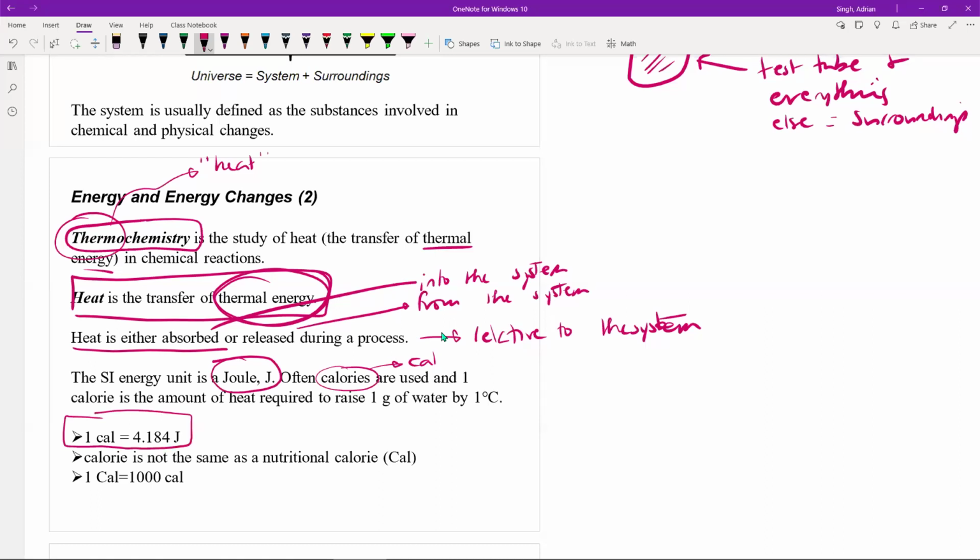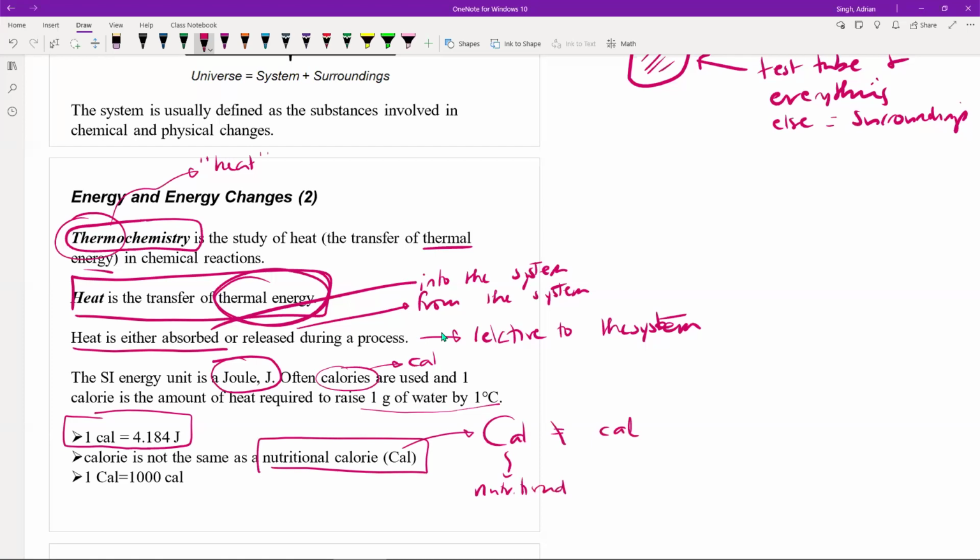And the calorie, which is defined as the amount of heat required to raise 1 gram of water by 1 degree Celsius, so lowercase cal, is not the same as a nutritional calorie that you see on your nutrition labels, which actually has an uppercase C. Okay, so Cal, big Cal, is not the same as lowercase cal. This is a nutritional calorie.